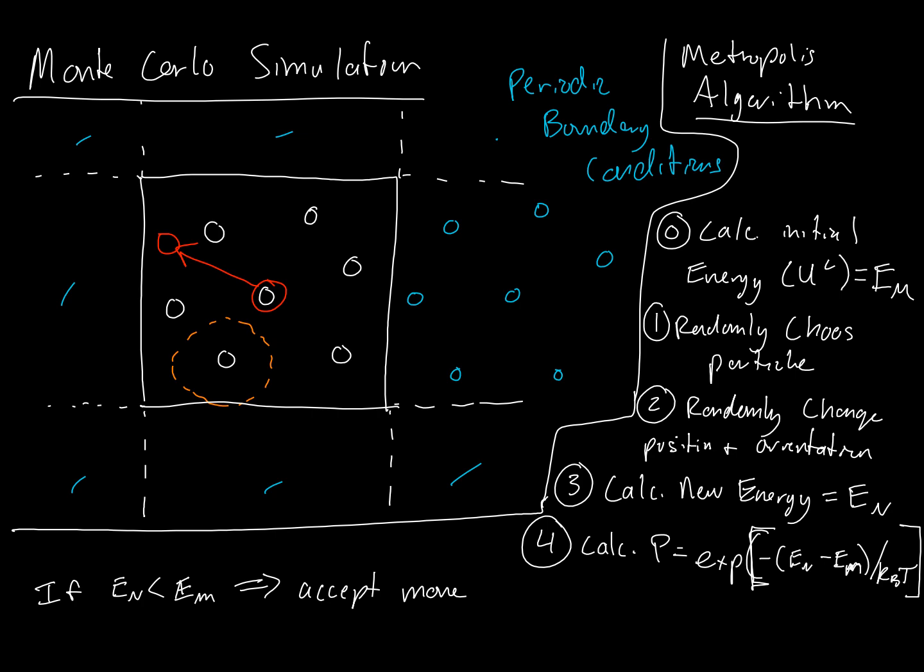So if two particles overlap, then that's not going to be the case. You're going to have an infinite energy. Now, if we have the opposite case, where the new energy is greater than the original energy of the system, we generate a random number between 0 and 1.